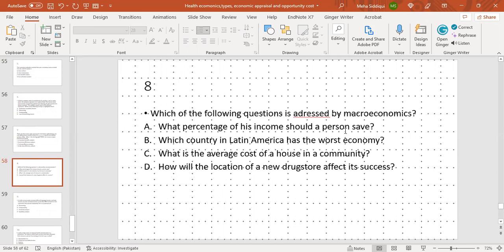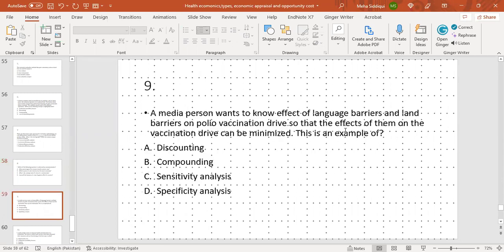MCQ number 8. Which of the following questions is addressed by microeconomics? What percentage of his income should a person save? Which country in Latin America has the worst economy? What is the average cost of a house in a community? How will the location of a new drugstore affect its success? B. Yes, B. This is a very easy MCQ.